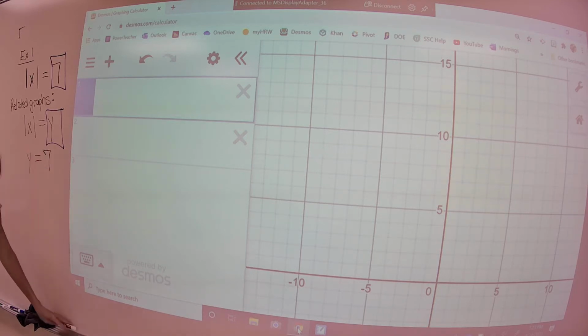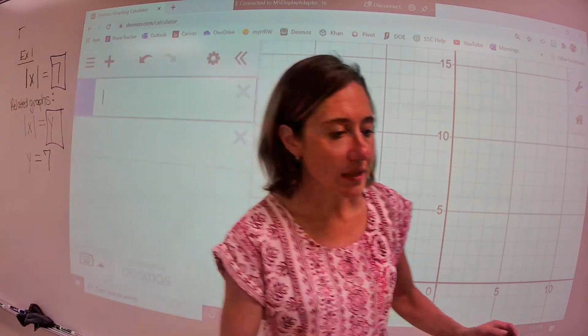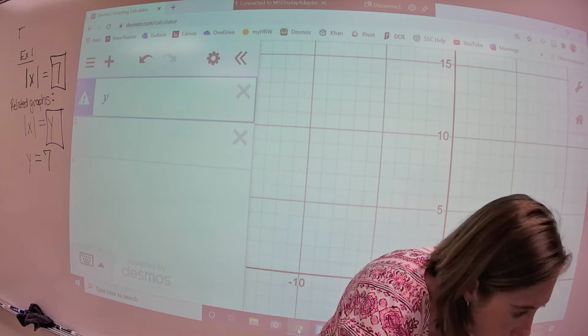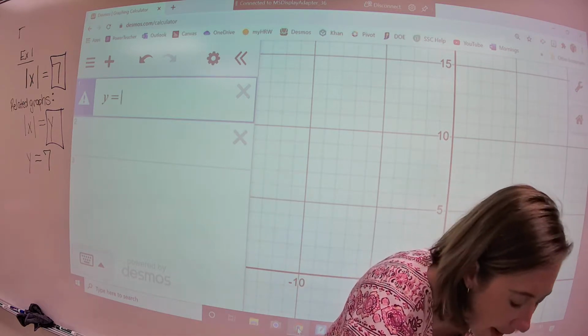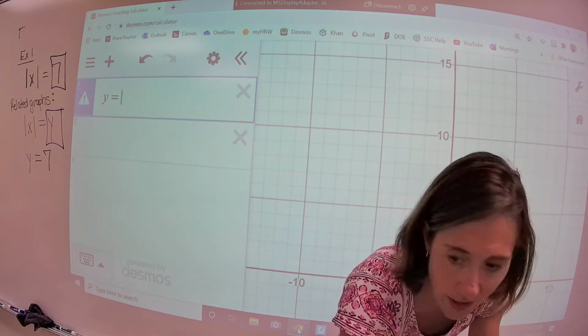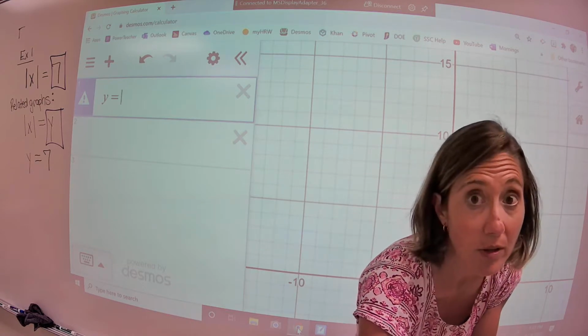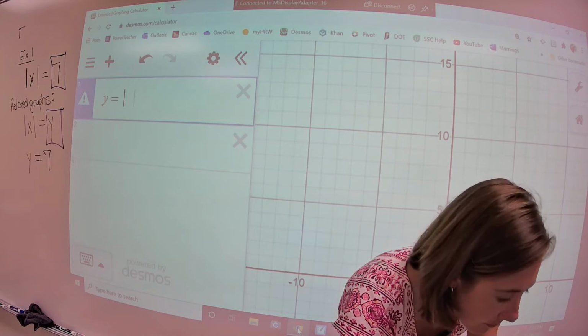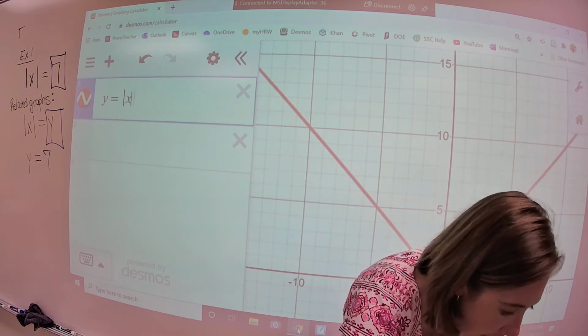So let me show you how that's going to look on graphing. So you're going to use Desmos for this. So I'm going to graph y equals the absolute value. Now, the absolute value bars are right above enter on my keyboard at least, so I hope yours are there too. So I think I have to hold shift. Yep, got to hold shift down to get to them. So absolute value of x, and then I'm going to close that.